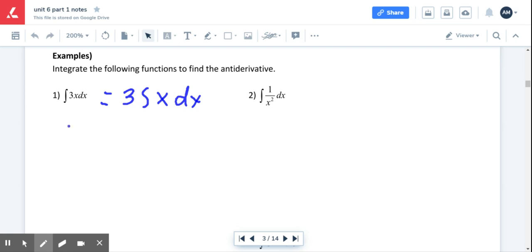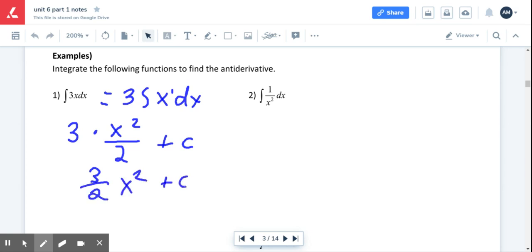So this will be 3 times, and then we add 1 to our exponent. So 1 plus 1 is 2, because this is x to the first power. And then we divide by that new exponent. So let's just simplify it. We have 3 over 2 x squared plus c. So that is our antiderivative.